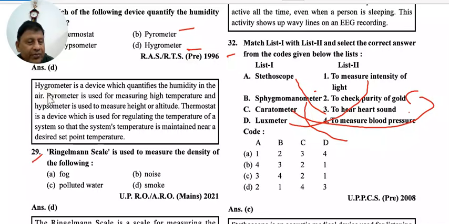See this one. Ringelmann scale is used to measure the density of what? Smoke, remember. Again to repeat, Ringelmann scale is used to measure the density of smoke, you will remember that.